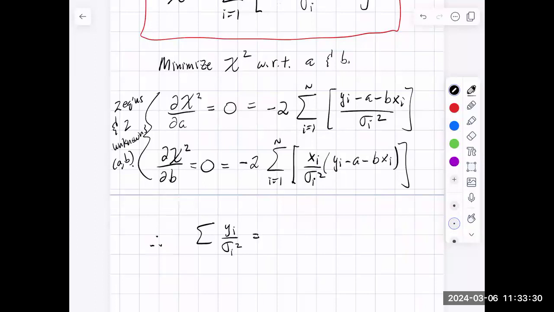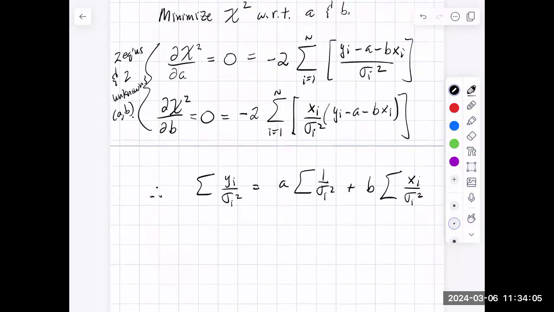Then we get a minus a over sigma i squared. I'm going to take that to the other side of the equation to get rid of the minus sign. A is a constant, so I'm going to take it outside the sum, and then we have 1 over sigma i squared. B is a constant. I'll take it outside the sum and get rid of the minus sign by going to the other side. And then we'll have a sum of xi over sigma i squared. So we should get a plus b sum of xi over sigma i squared. Okay, good, and that's what I have.